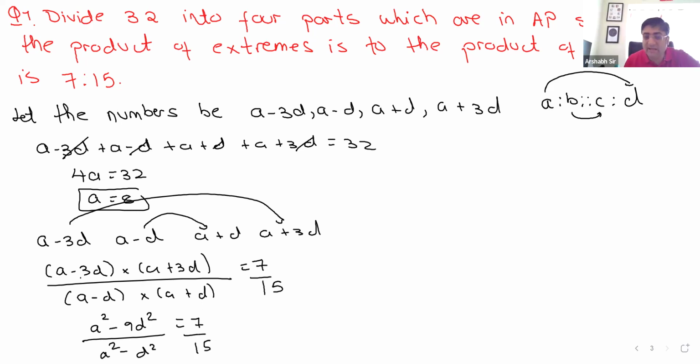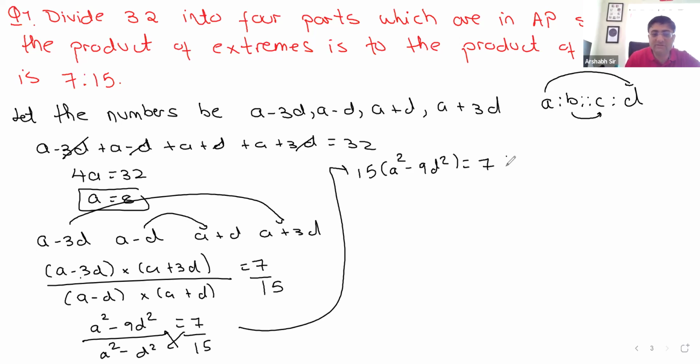a minus d into a plus d, a square minus b square is 7/15. ठीक है. अभी बेटा a की वैल्यू सब्स्टिट्यूट मत करना. क्यों? अगर आपने a स्क्वायर सब्स्टिट्यूट किया, 64 into 15 हो जाएगा, बड़ा कैलकुलेशन हो जाएगा. तो हम लास्ट में सब्स्टिट्यूट करेंगे to save time. ठीक है. अभी आप क्या करेंगे, उसको क्रॉस मल्टीप्लाई करेंगे. So 15 into a square minus 9d square is equal to 7 into a square minus d square. So we get 15a square minus 135d square is 7a square minus 7d square.